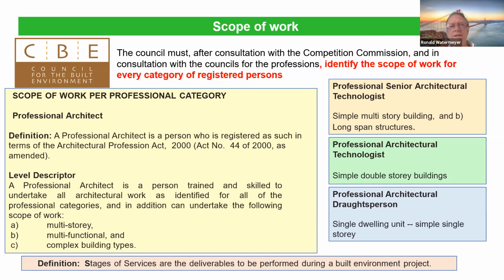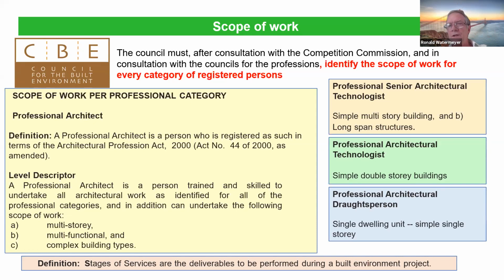In 2019, the Council for the Built Environment, after consultation with the Competition Commission, identified the scope of every category of registered person. Now, I'll show you the way in which it's been formulated for the architectural profession, because I think it's relatively easy and straightforward to do. They have a professional architect who's registered with the council. They give a level descriptor, and they say he's good to go with multi-story, multifunctional, and complex building types.